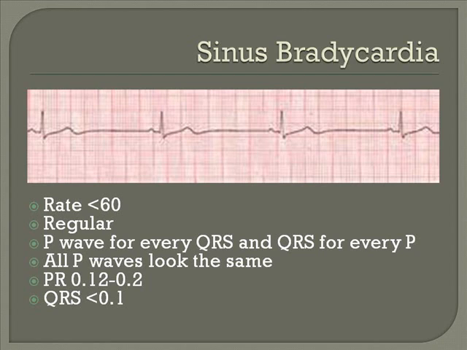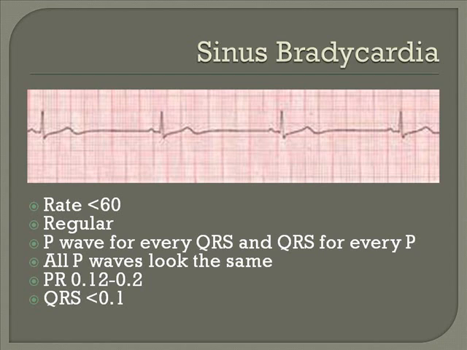The next rhythm we have here is called sinus bradycardia. The sinus tells us that it is still coming from the sinus node. The bradycardia, brady means slow in Latin. So this is a sinus heart rate that has a slow rate. So that tells us that the rate is less than a normal sinus rhythm, so less than 60 beats a minute, but it is still regular.